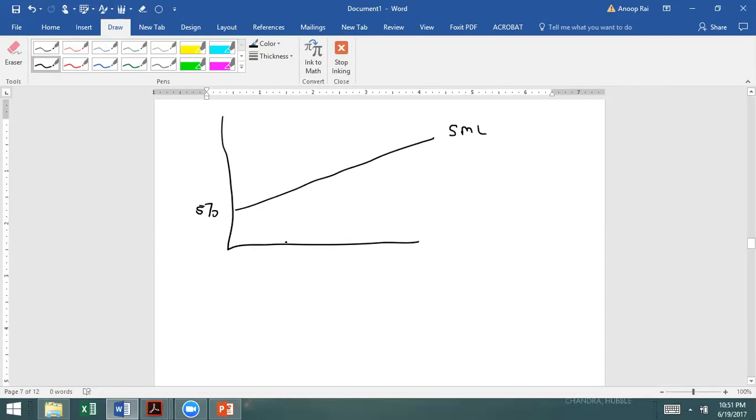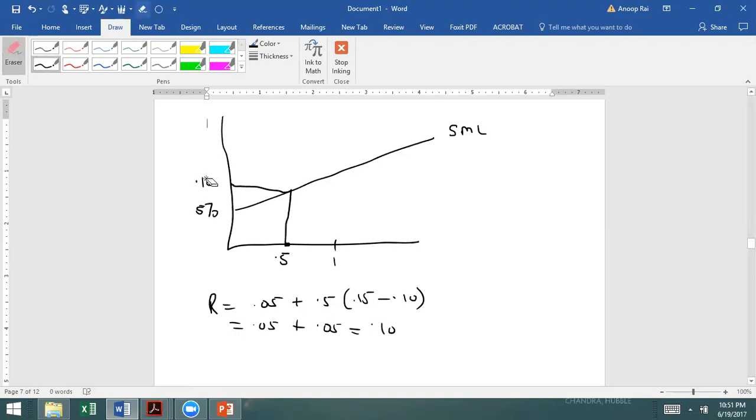I have a stock with a beta of 0.5. Okay? And based on what I learned, my required rate of return should be 0.05 plus 0.5 times (0.15 minus 0.10), so 0.05 plus half of that. So I should be happy if I can get a 10% return. So I should do it this way. A 10% return.